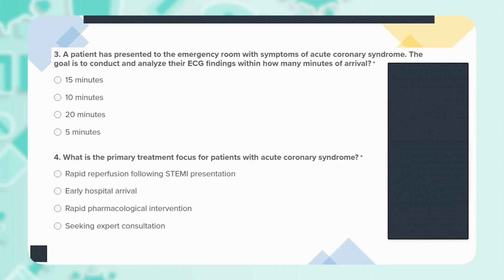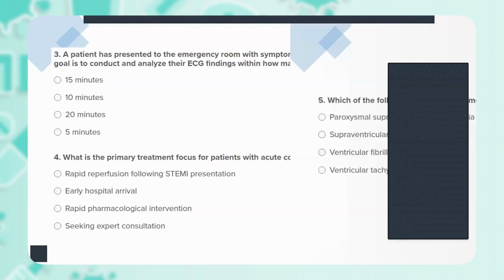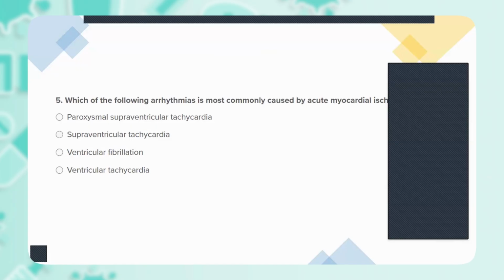Next, your primary treatment focus for patients with ACS. What do you want in your treatment? Rapid reperfusion following STEMI presentation. Amazing. Perfect. The last one before we start. Which arrhythmia is the commonest caused by MI? Number 3, ventricular fibrillation. Amazing.